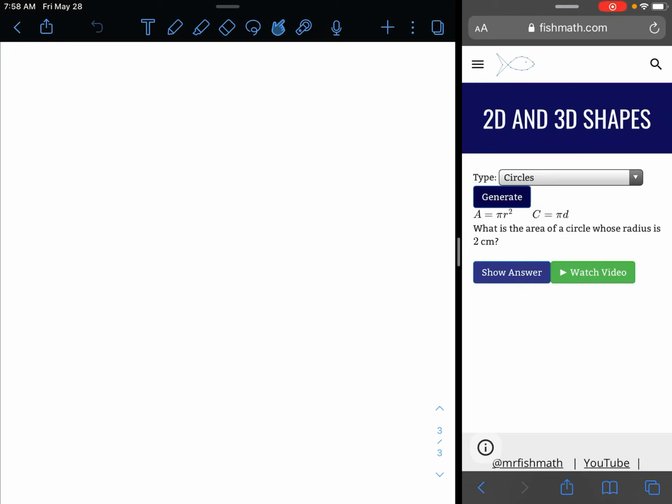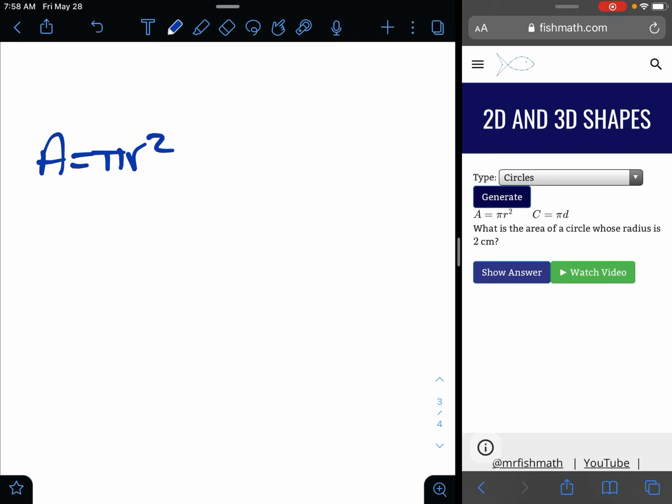We're going to look at how to find the area of a circle given a radius or a diameter. So I've got on the right side here some extra practice from Fish Math. It says here, find the area of a circle whose radius is 2 centimeters. For area, we're going to use the formula A equals pi r squared. So the area of a circle is pi times the radius of that circle squared.